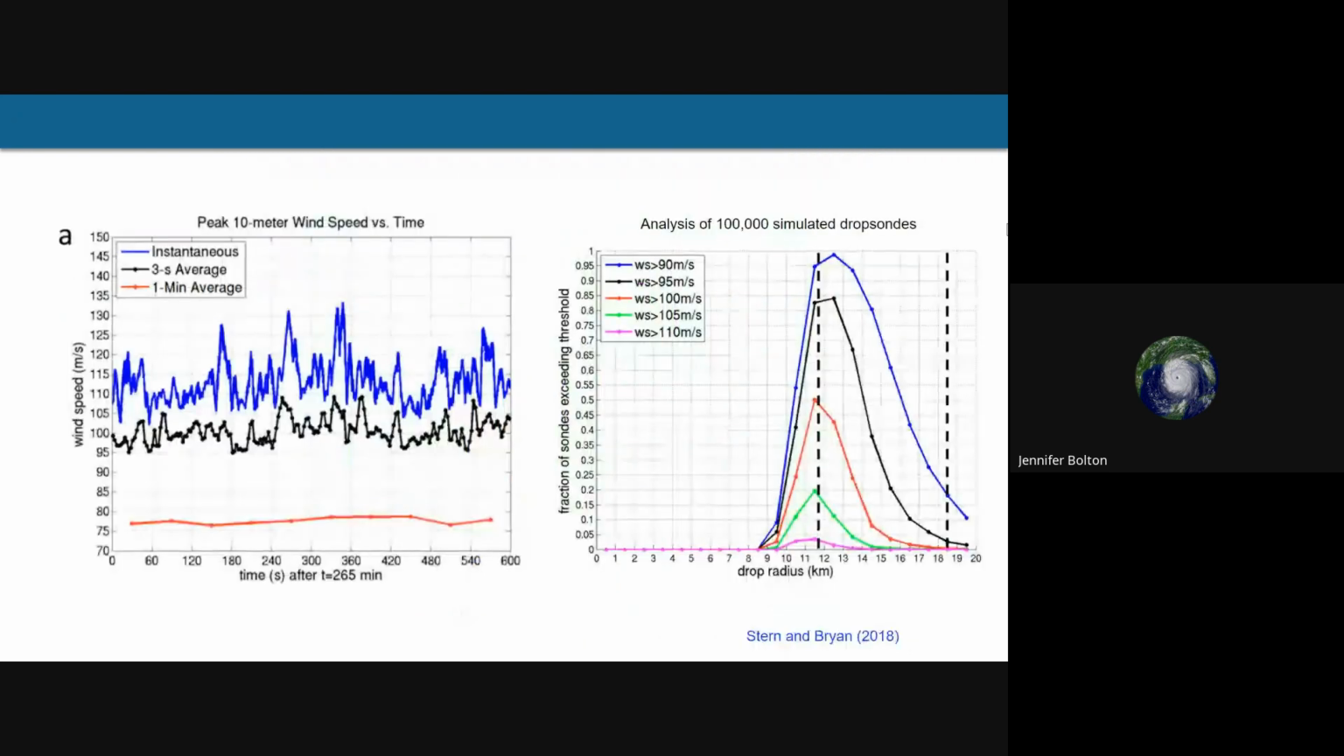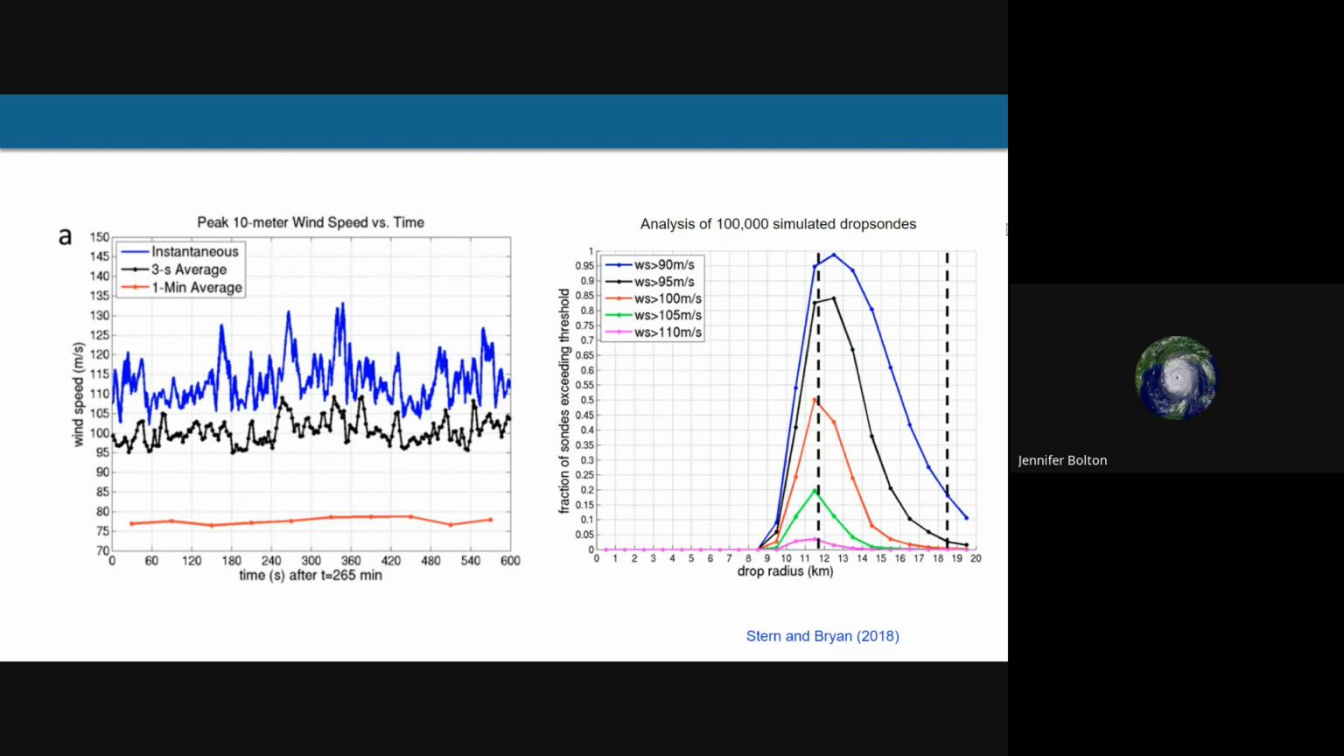Next slide. Nice analysis done by Dan Stern. I won't talk about the left slide too much, but that shows kind of a time series of the different averaging periods. So 75, 76, 77 is the average wind, and the peak, though, in the model is going up over 120 meters per second. People are like, what's that about? There must be something wrong with your model. Well, we think these structures may actually exist.